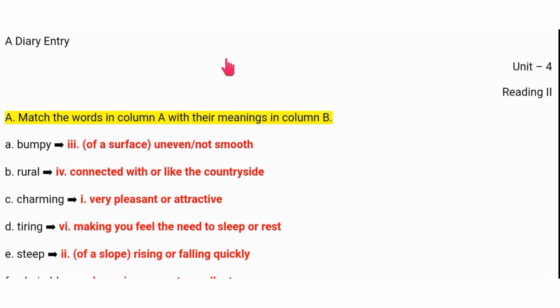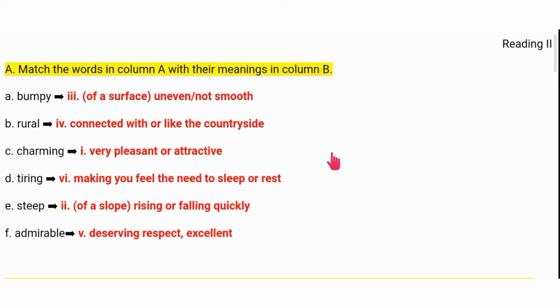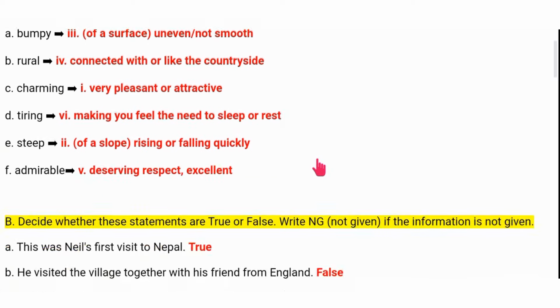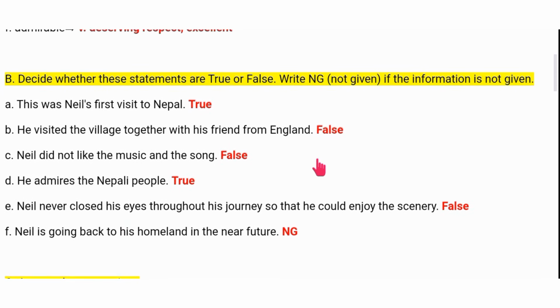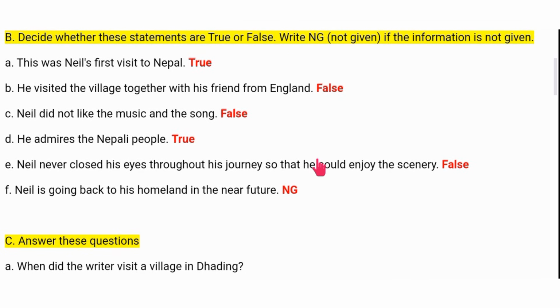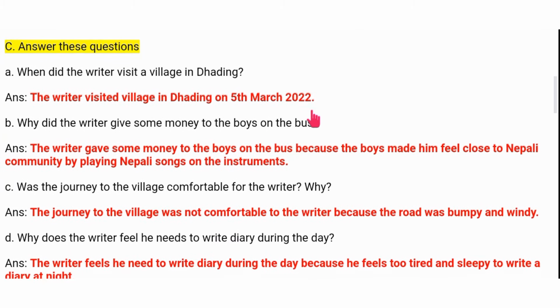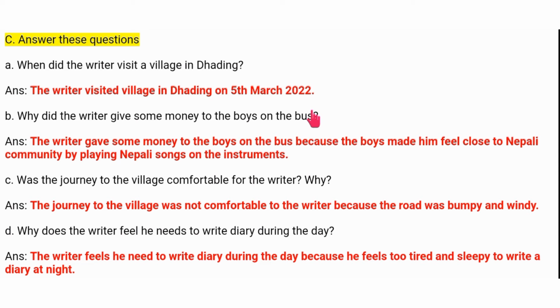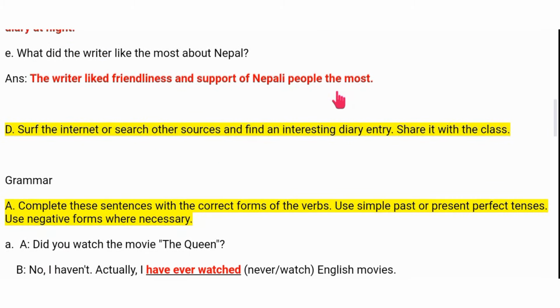Okay, Reading 2, Reading 2 also you can watch here. Reading 2, A number, match the words in column A and column B, you can write. Question number B also, true, false and not given, NG. When not given, first true, second false, true, false, NG, not given. Answer this question, you can write here. It is very important, reading 2, for your trimark exam, first exam.